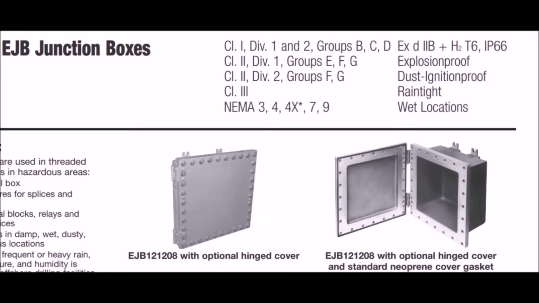On the IEC side, we have Ex d for Zone 1 plus Class 1 Zone 1. IIB is ethylene with hydrogen. And a T6 temperature rating, which is expected because there's nothing inside the box. It's when you add things that change it. We also have some NEMA and IP ratings, which we'll explain later.